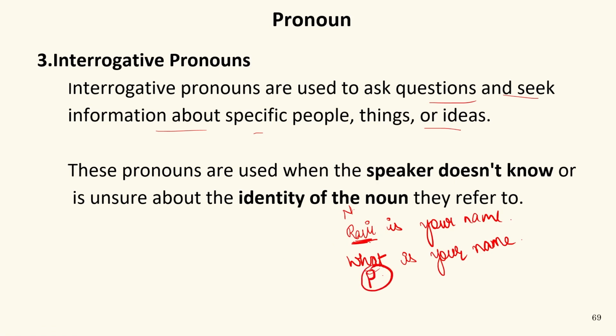Because a pronoun is a word that replaces a noun. It indicates that what is a pronoun, and at the same time this is a question. That is why what is an interrogative pronoun. So we should keep this in mind. A word which replaces a noun is always called a pronoun. So interrogative pronouns are those which ask questions to the speaker. So these are called interrogative pronouns.